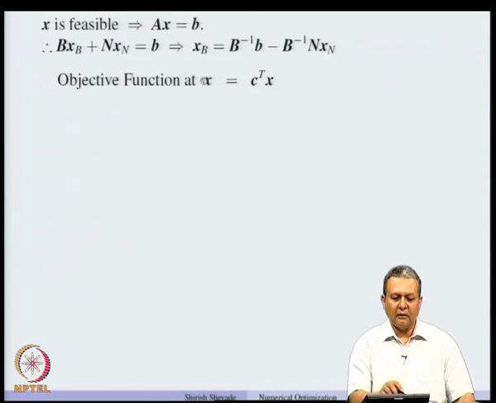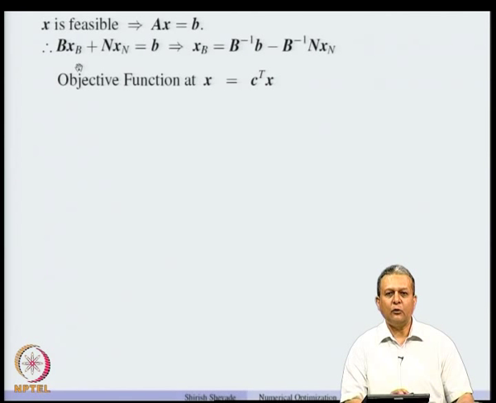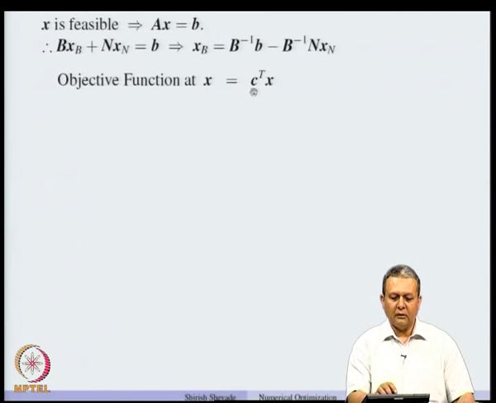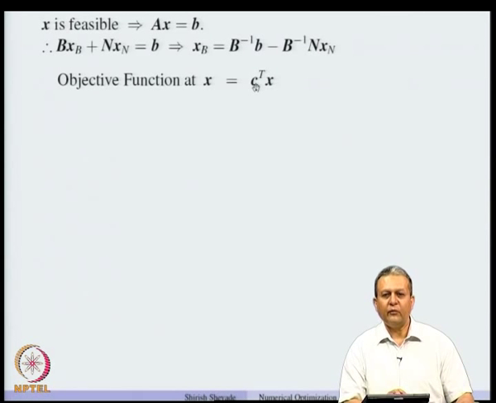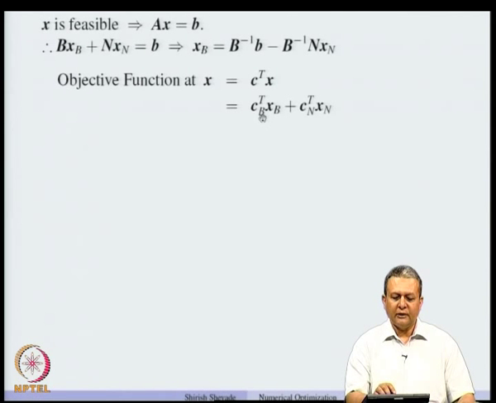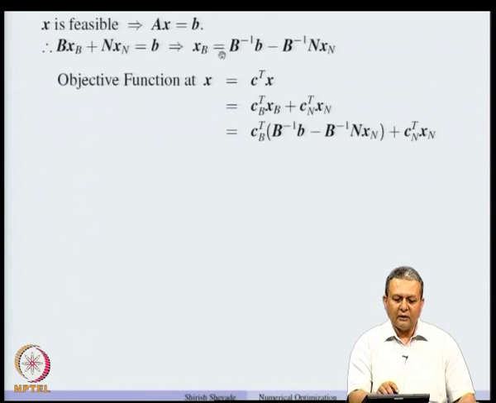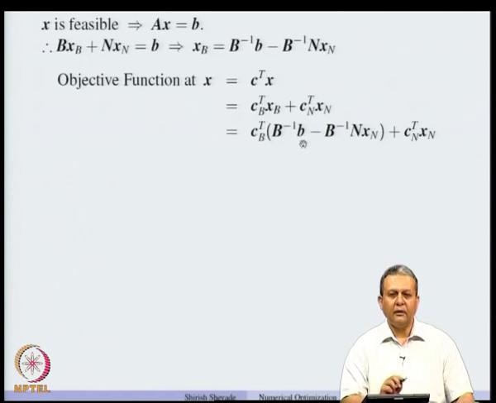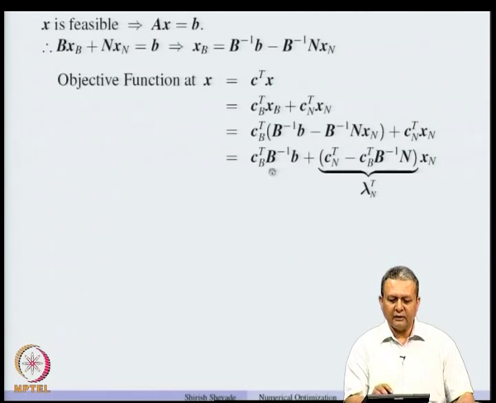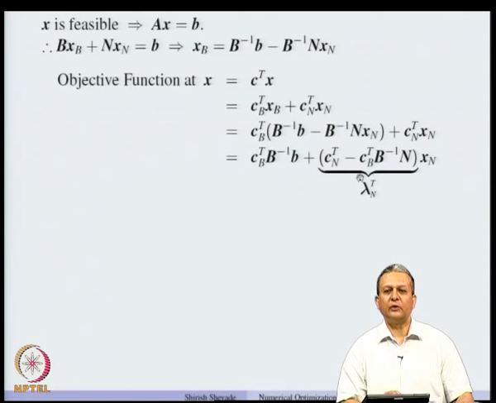As the variables are split into two components, basic and non-basic, the objective function vector c is also split into two components, cB and cN. So, c transpose x becomes cB transpose xB plus cN transpose xN, and by using this value of xB, we can write this as cB transpose B inverse b minus B inverse N xN plus cN transpose xN. And this is nothing but cB transpose B inverse b plus cN transpose minus cB transpose B inverse N xN. And this is nothing but the lambda N transpose that we had seen earlier.